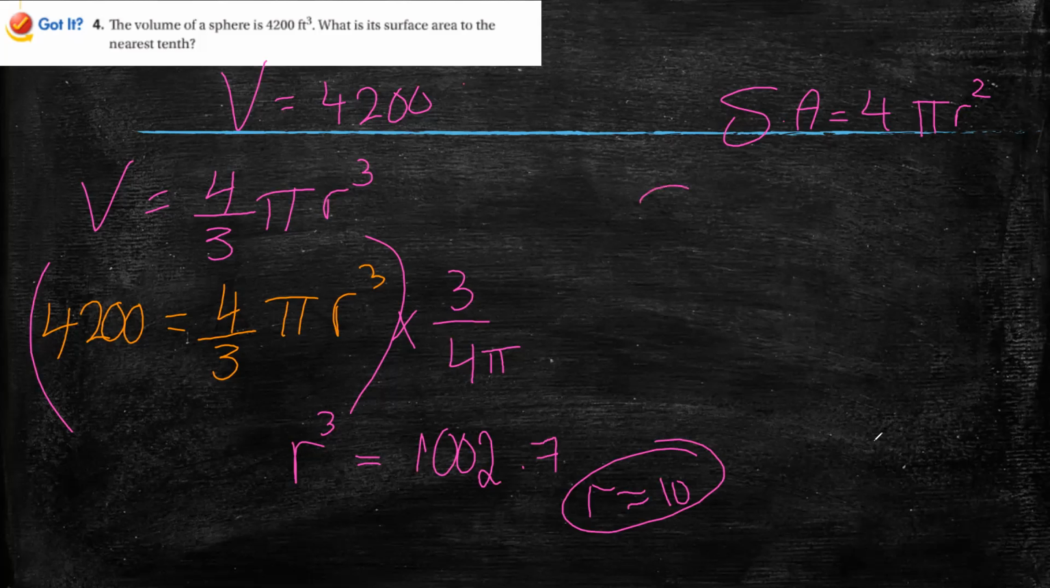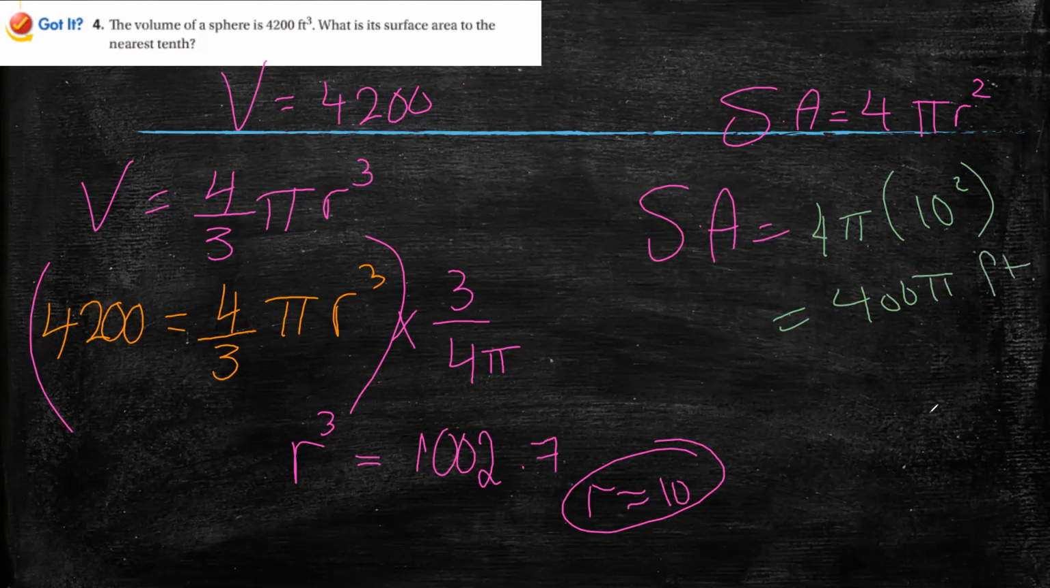How can we find now the surface area? The surface area is 4 pi times 10 squared, which means approximately 400 pi square feet. Is it clear? Yes.